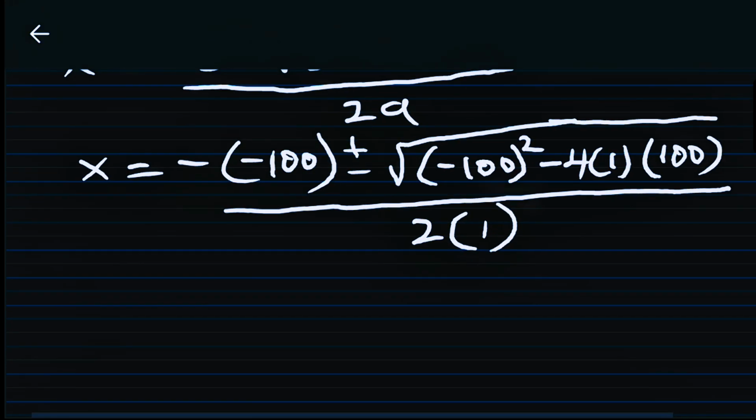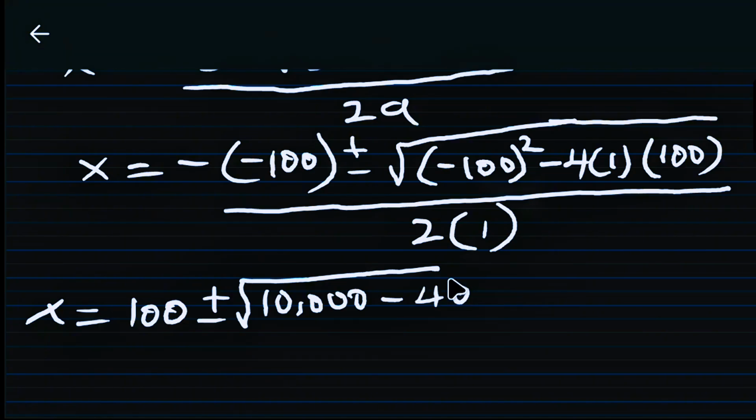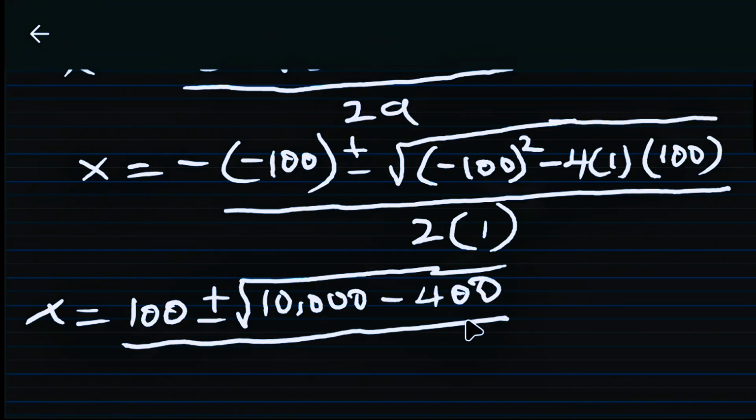From here, we are going to have that x will be equal to negative multiplied by negative 100 will give us positive 100, then plus or minus the square root of, now negative 100 squared means negative 100 multiplied by negative 100, which will give us positive 10,000. Then minus 4 multiplied by 1 will give us minus 4. Minus 4 multiplied by 100 will give us minus 400. And we'll divide everything by 2.